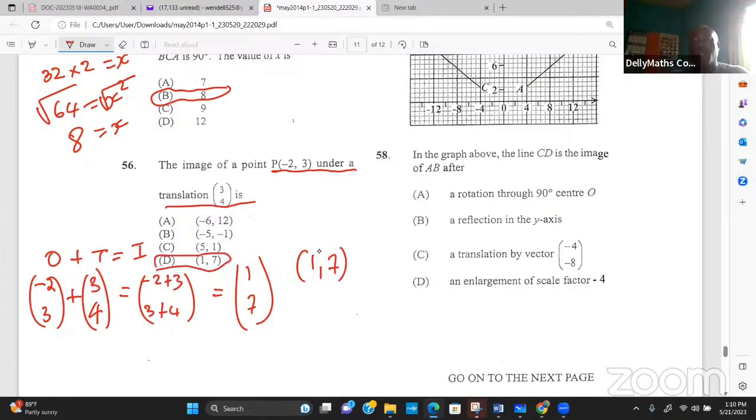So be careful. Read: the image of a point P under a translation is what? So this is the object, and this is our translation. And then, as always, you can add your object and your translation, and you'll get the image easily.